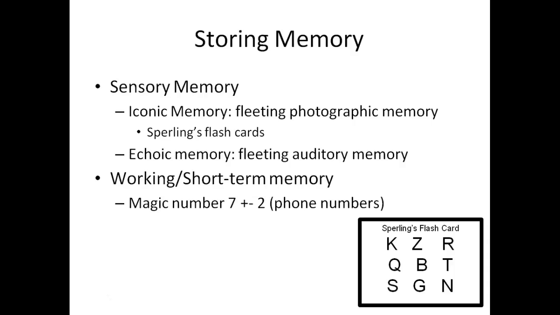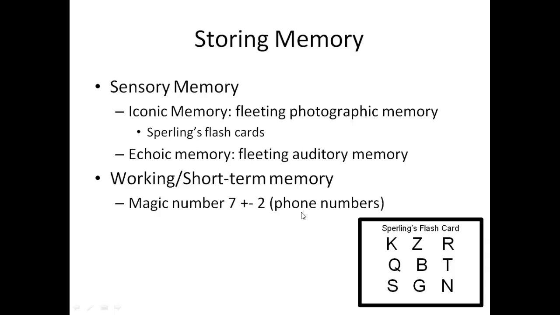The second type of memory, so we know sensory is just everything that you sense. Then it moves into working or short-term memory. And remember, working memory is that continuously processing information. What we found with working or short-term memory is that the magic number is about 7 numbers or 7 items, plus or minus 2.